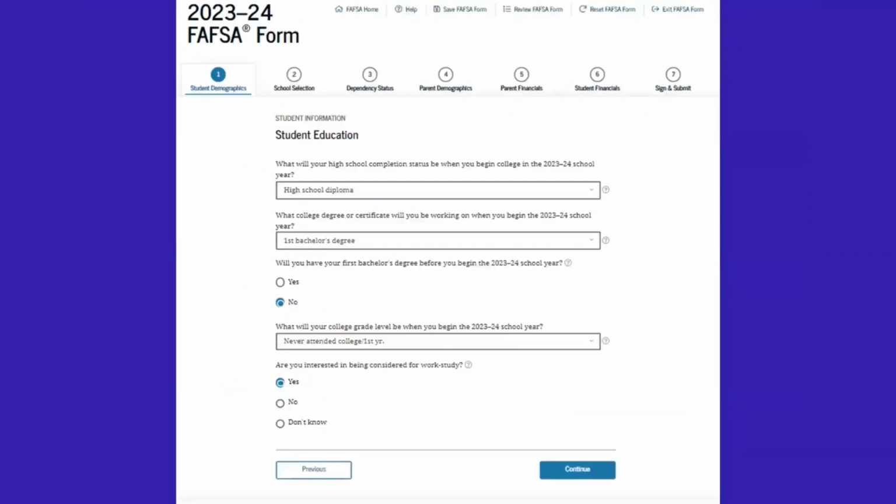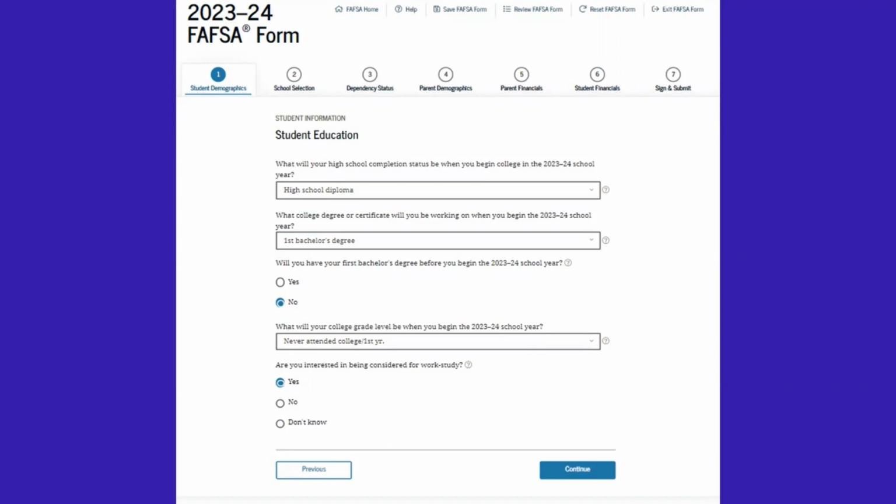All right. The student education page is fairly straightforward, but there are a couple of things that you need to be aware of. So the first question, what will your high school completion status be when you begin college? The students will have a high school diploma, regardless of whether or not they have some college credits through dual enrollment, AP, IB programs. They have a high school diploma. That's what you want to put in there.